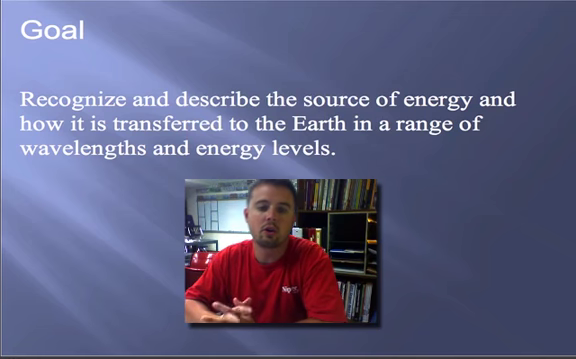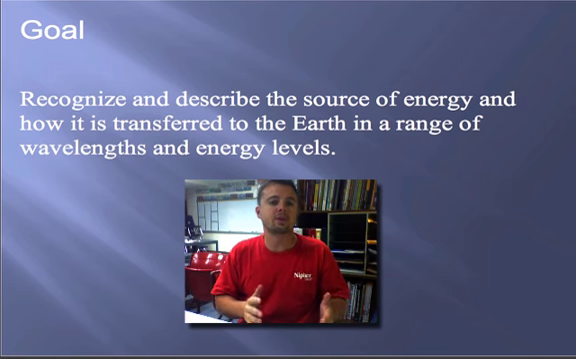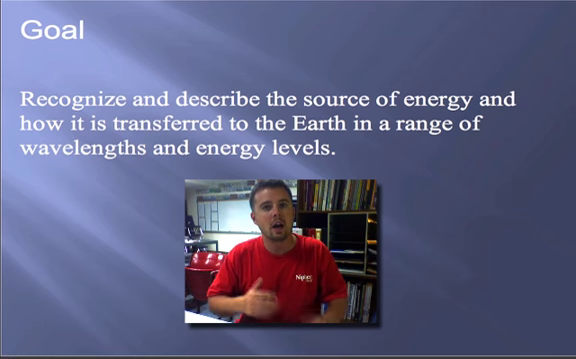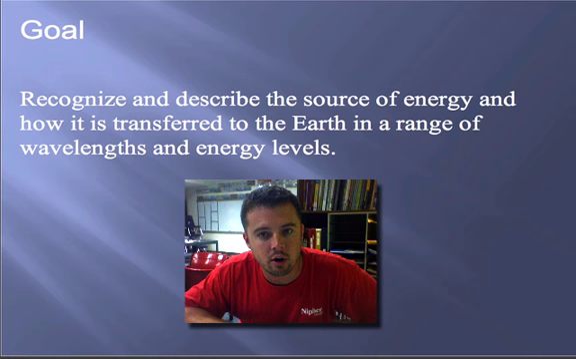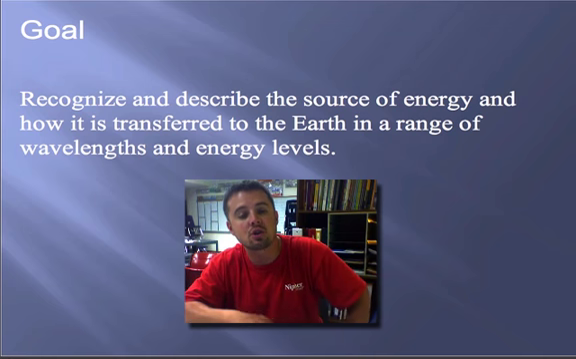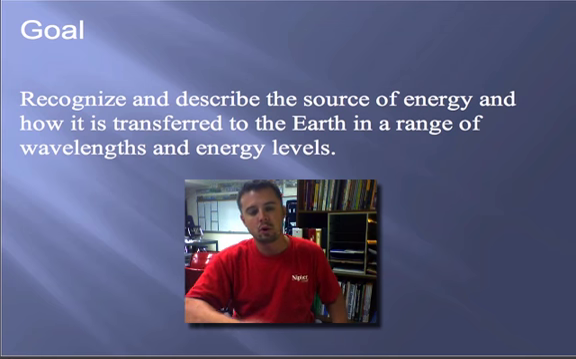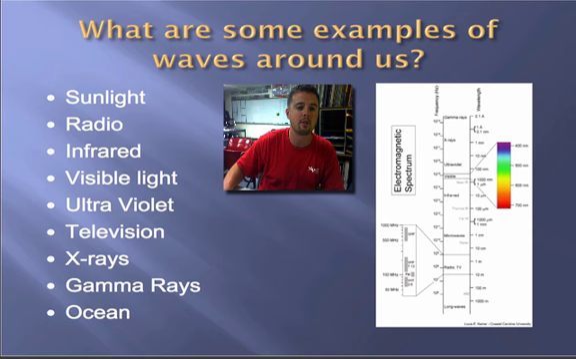We're going to take a look today at our goal of describing the source of energy of all the things in our planet, as well as how that energy is transferred to the Earth in a range of wavelengths and energy level. That range of wavelengths and energy levels is called the electromagnetic spectrum. We're going to learn more about that today and check this information out.